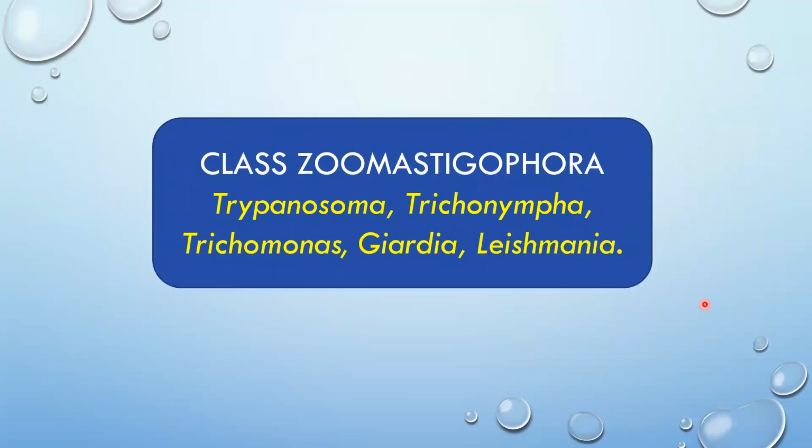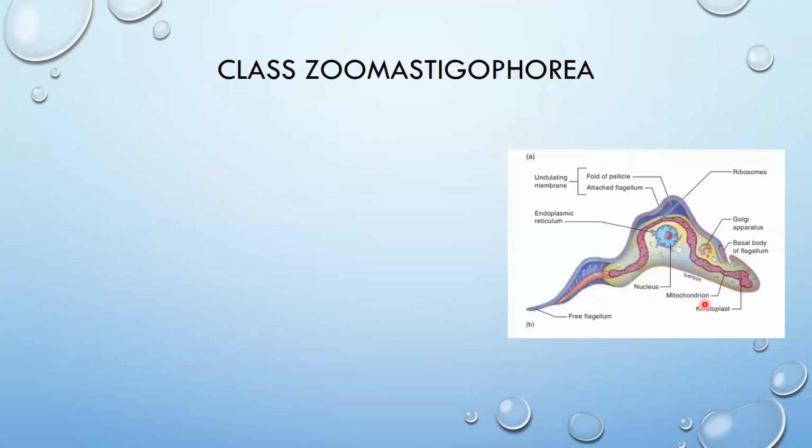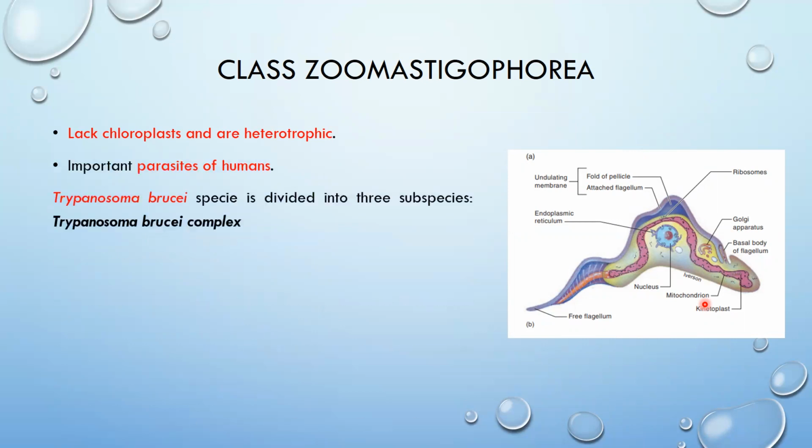Now, class ZOOMASTIGOPHORA, which includes TRYPANOSOMA, TRICHONYMPHA, TRICHOMONAS, Giardia, and Leishmania. Class ZOOMASTIGOPHORA lack chloroplasts and they are heterotrophic. If you remember, initially we studied the class PHYTOMASTIGOPHORA. They were autotrophic, capable of photosynthesis. But the class ZOOMASTIGOPHORA are not capable of photosynthesis. These are heterotrophic, and they are important parasites of humans.